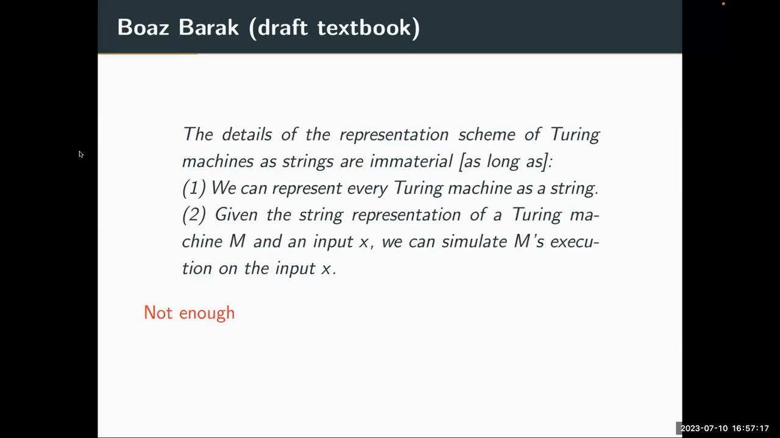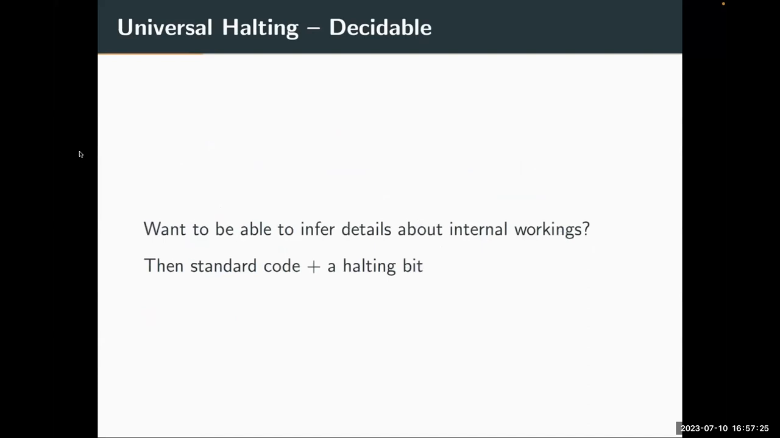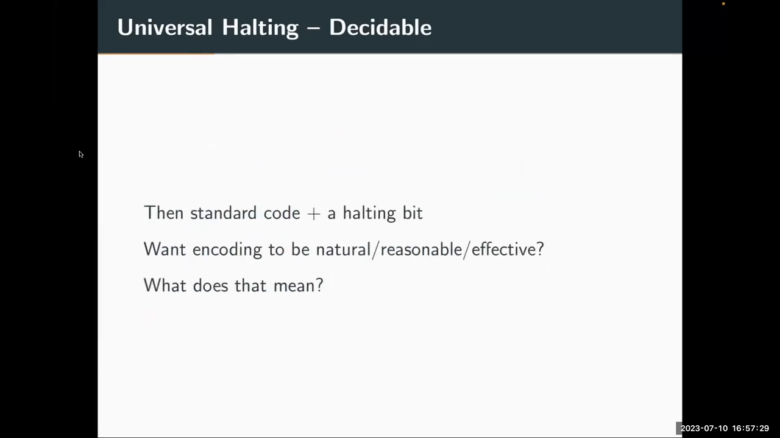So here's a draft textbook. It also says that representations don't matter, just do anything you want. That's not true. So we need to be more careful. And how do we prevent the encoding from giving away the answer?